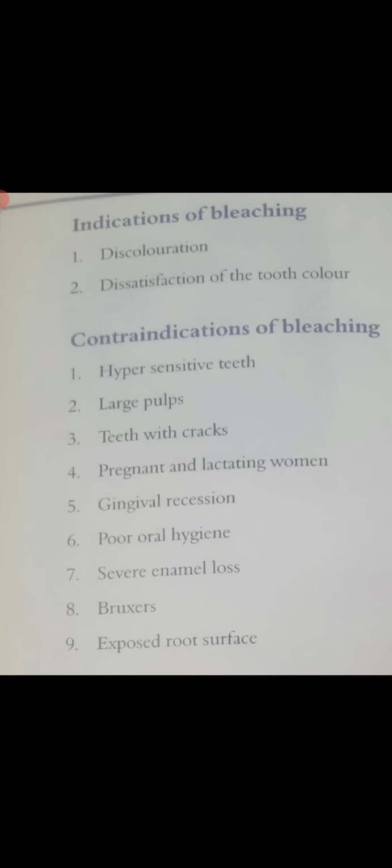Now come to the contraindications of bleaching. There are 9 contraindications of bleaching. Number 1 is hypersensitivity. If teeth are hypersensitive, the bleaching agent will make them more sensitive, so bleaching is contraindicated. Next is a large pulp. If the tooth has a large pulp, again there will be sensitivity of the pulp from bleaching agents. Again, bleaching is contraindicated.